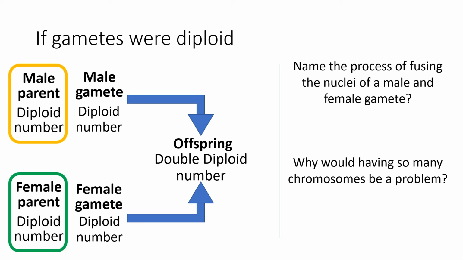Well, the process of fusing the nuclei of a male and female gamete is known as fertilization. And why would having so many chromosomes be a problem? Well, you would have a range of genetic diseases, and we'll look at some names of specific examples later on. Genetic diseases occur when an organism has the incorrect number of chromosomes. So instead of having a diploid number, it has extra or it has some missing.